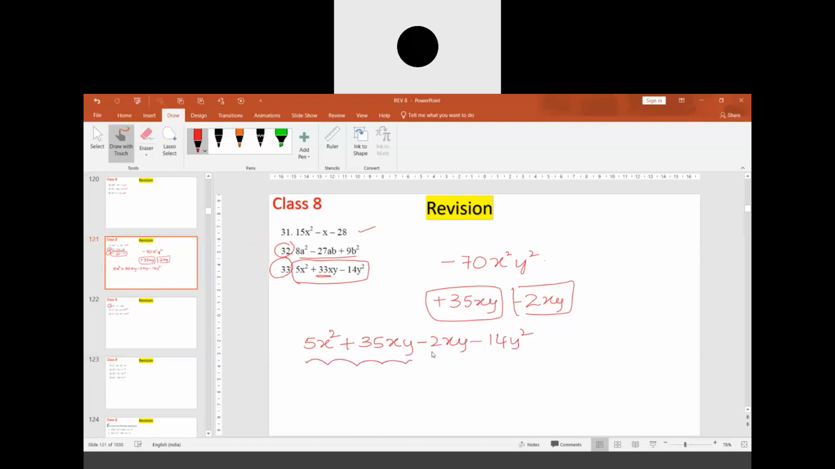In the first two terms, 5x is common. Taking 5x common, we get x plus 7y. In the other two terms, minus 2y is common, and we get x plus 7y. So x plus 7y multiplied by 5x minus 2y. Correct, so the answer is x plus 7y times 5x minus 2y.